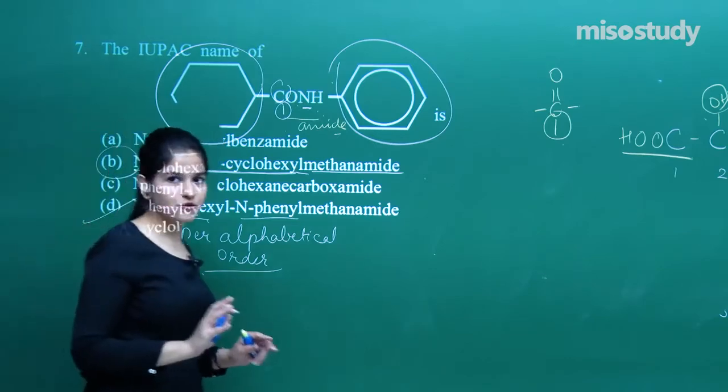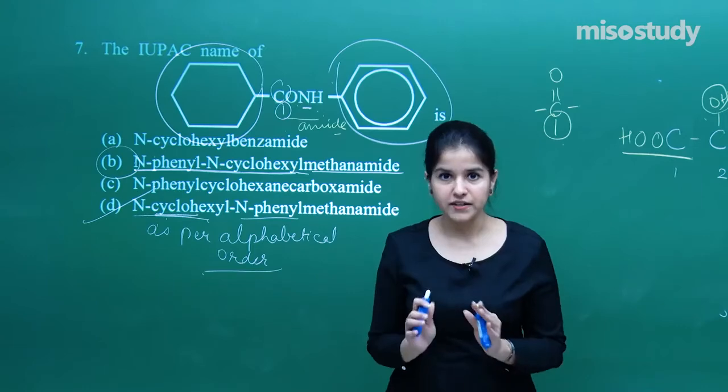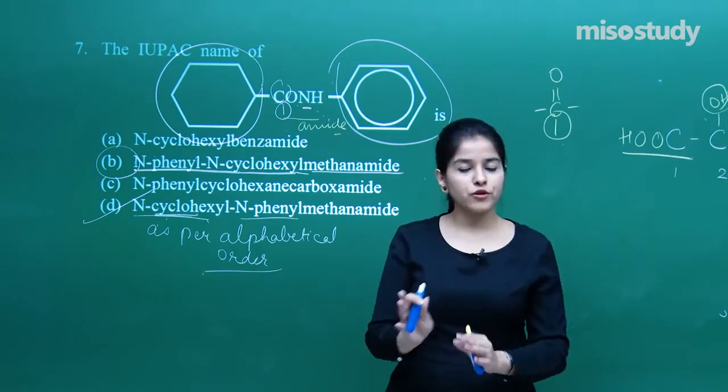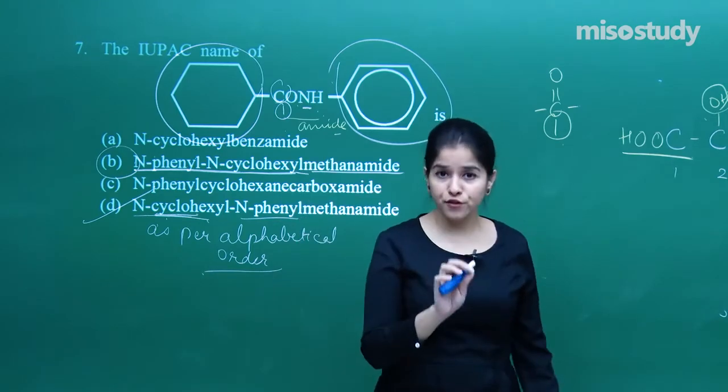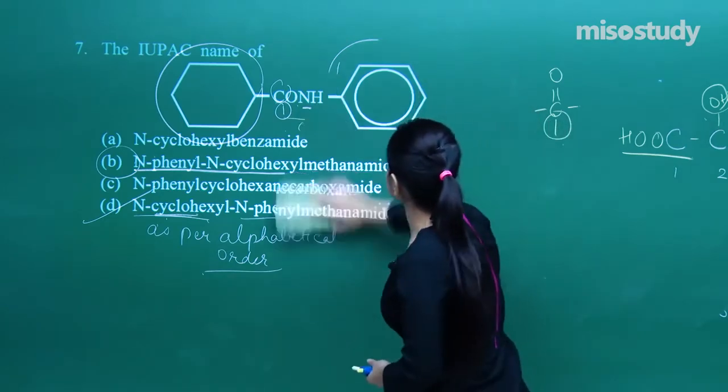I hope everybody has got it. This is a typical example of how to name an amide. So you need to practice more and more questions related to such kind of confusing functional groups. Let's just move on to the next question.